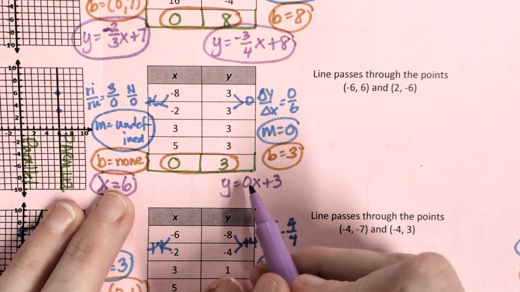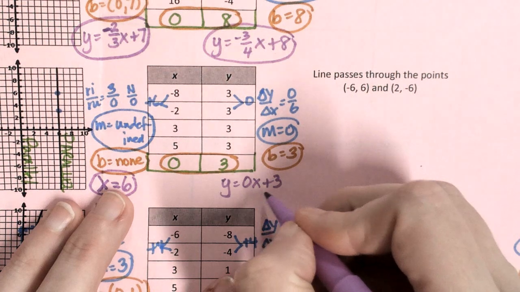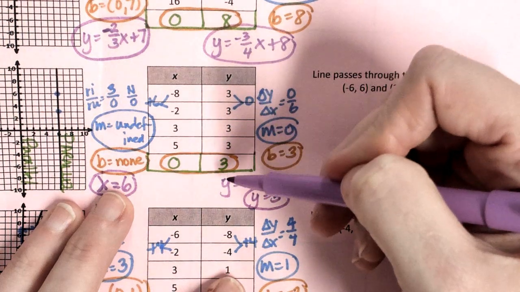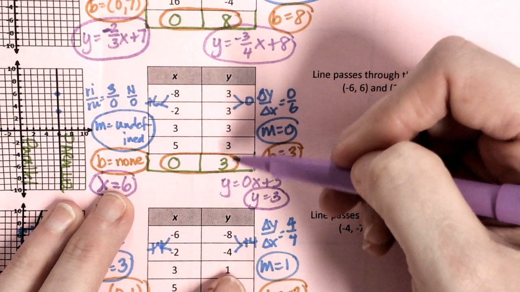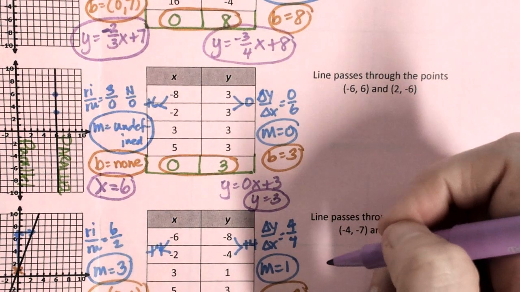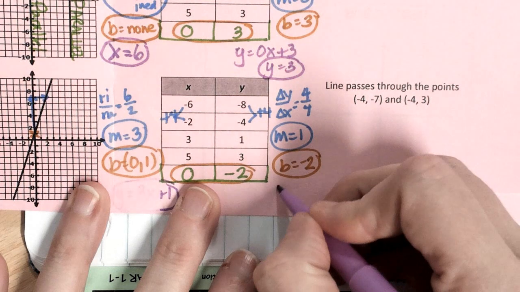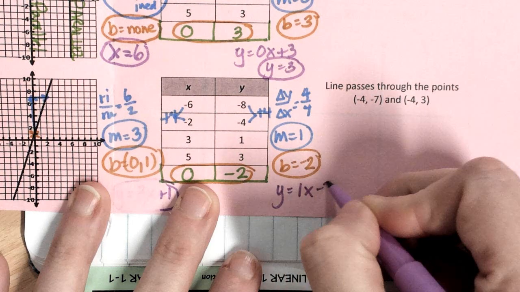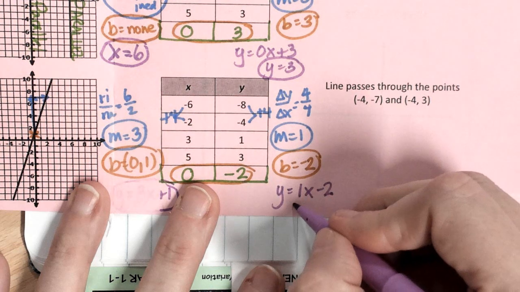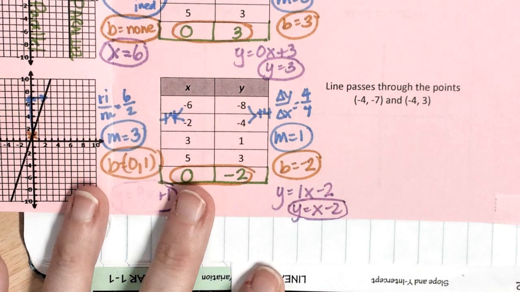But I wouldn't leave it like this, because 0 times anything cancels away. So I would simplify that to y equals 3. And this is a horizontal line. I can tell that because all of the y's are the same. Okay? And we have our equation that we've talked about in the past. And this last one is y equals 1x minus 2. But again, I don't have to put the 1, so we usually write this as y equals x minus 2. That's our simplified version.